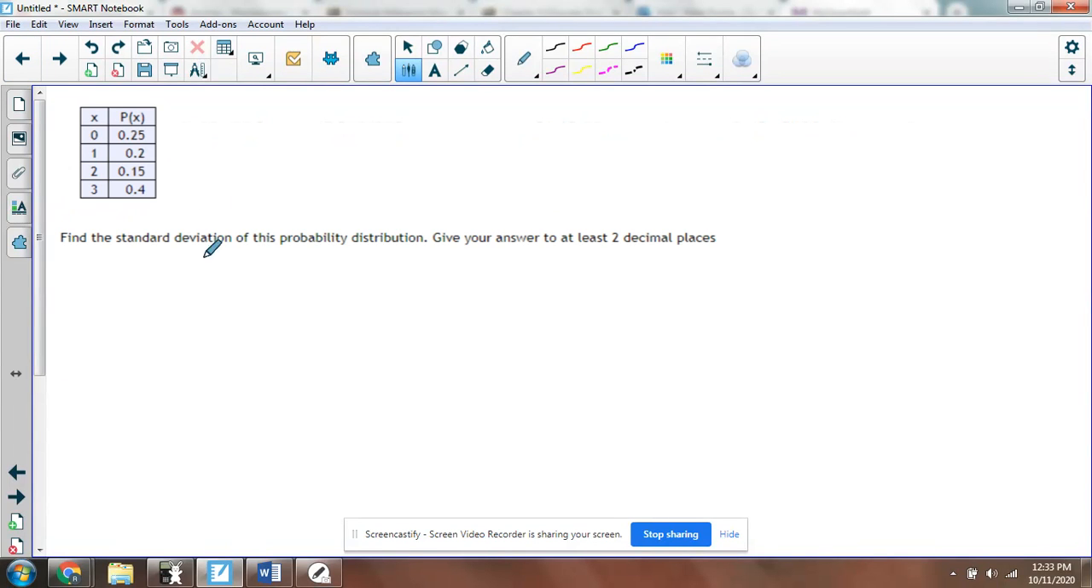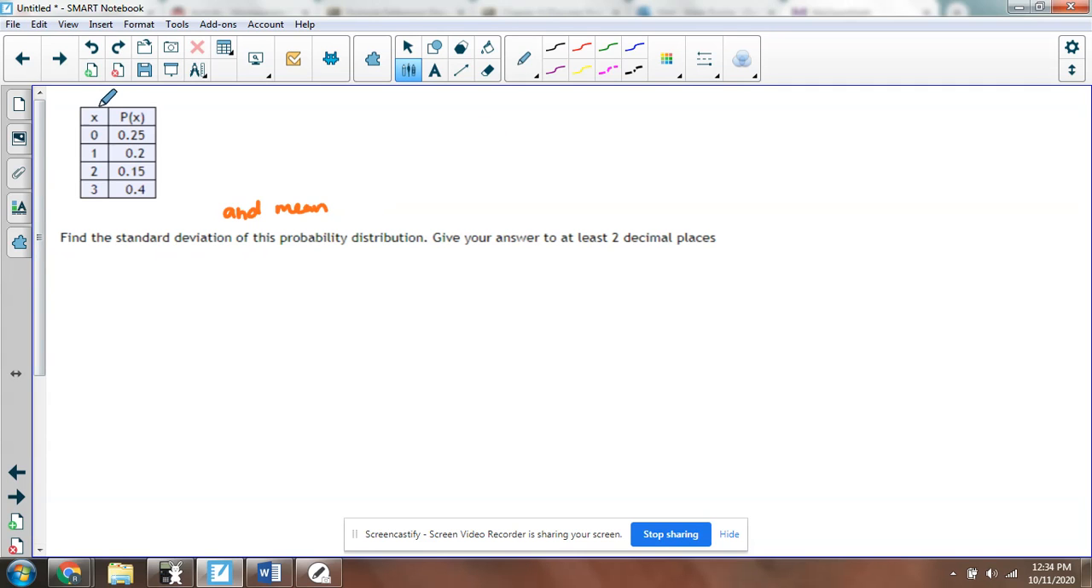Let's start here. It says find the standard deviation of this probability distribution. Let's go a step further and say find the standard deviation and mean. So you're going to do both of this probability distribution. Give your answer at least 2 decimal places.